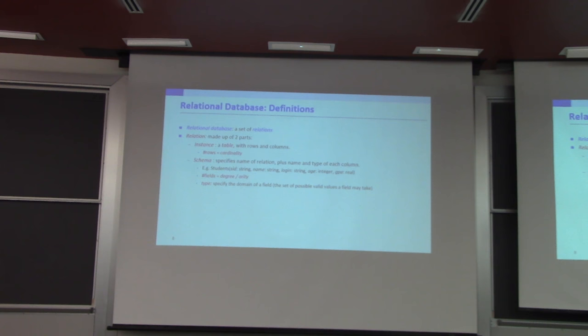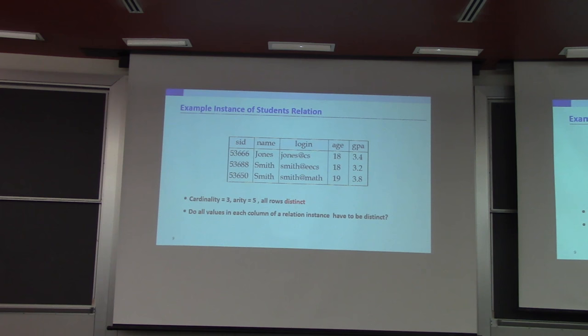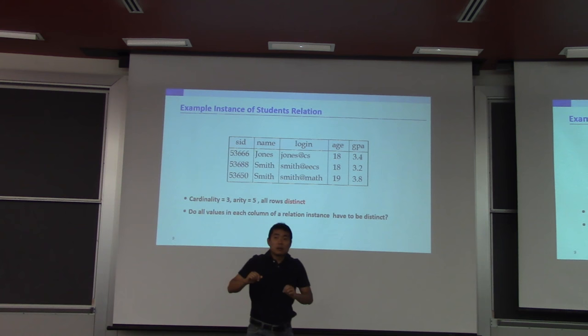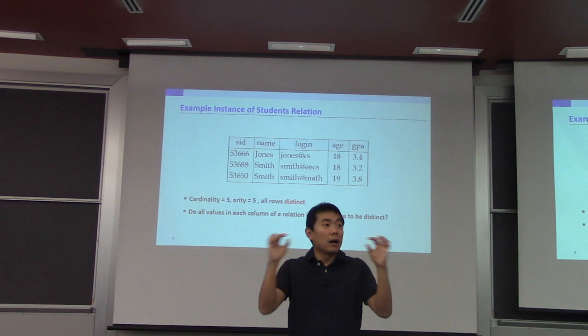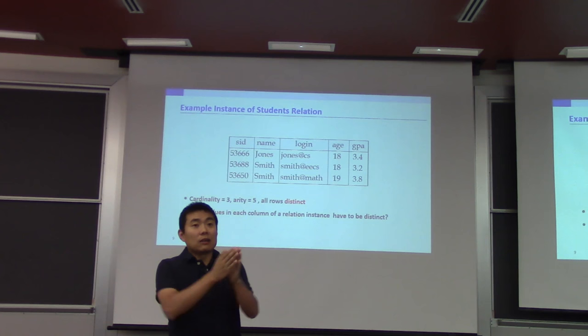Now you can think of a relation as a set of rows, or what we call tuples. And one thing to note is all rows are distinct. Here is an example, okay? The first row here is what we call the schema of this relation. The schema of the relation consists of a set of columns, the name for each column, and the type for each column.